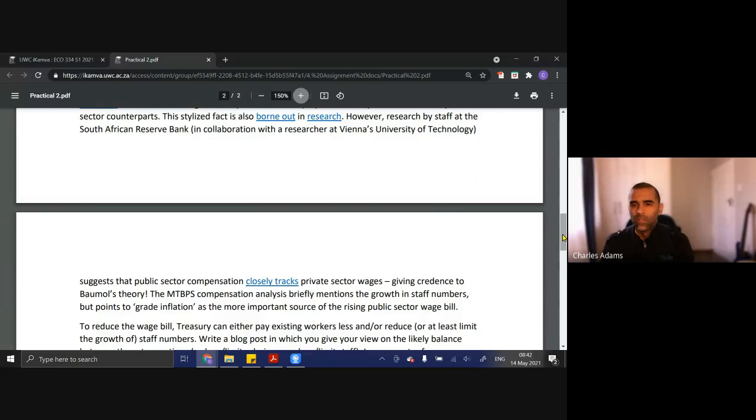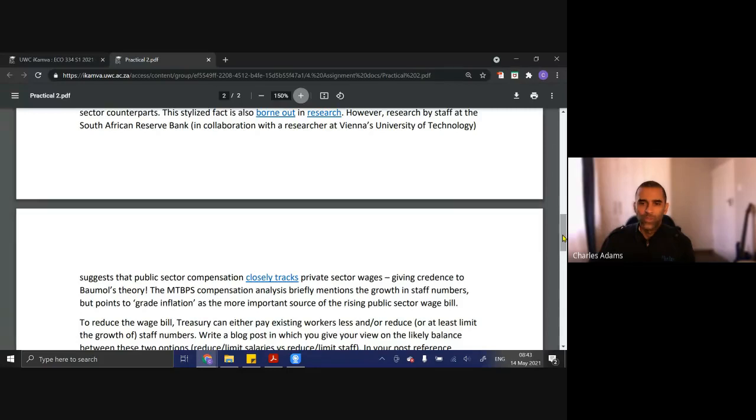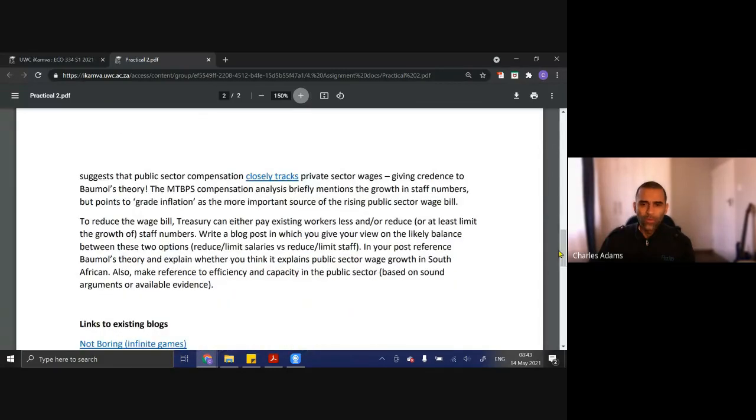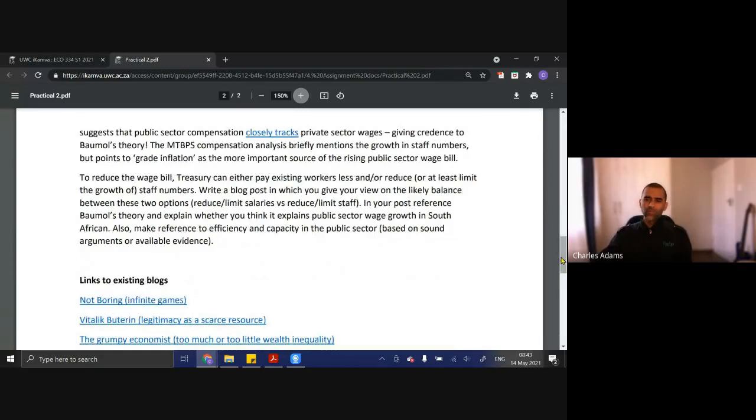trends in public compensation seem to track or correlate with trends in private sector compensation, which is sort of what Baumol argues, right? So we discussed Baumol's theory in the previous session, as one explanation for why there's less efficiency in government service provision. All right, so those are the topics that your blog will be based on.